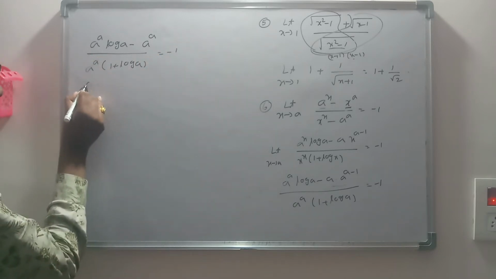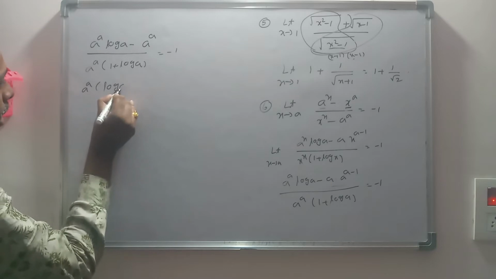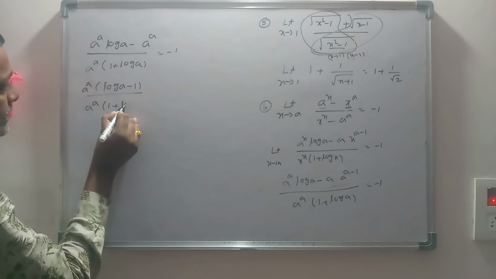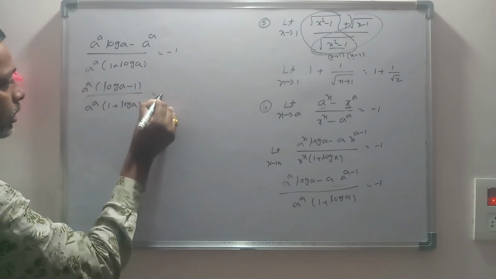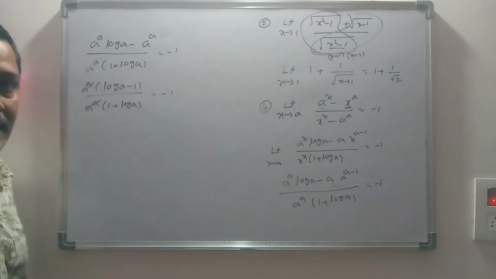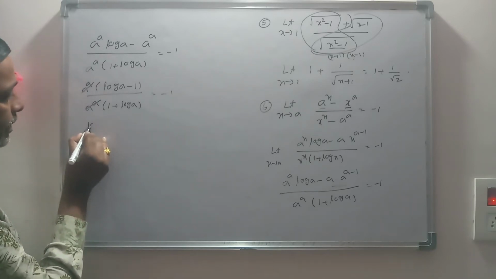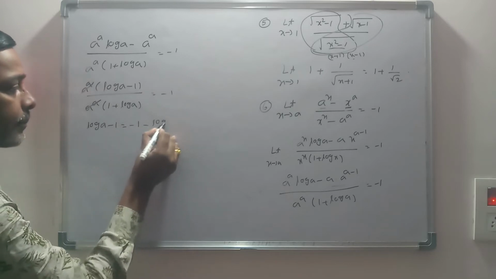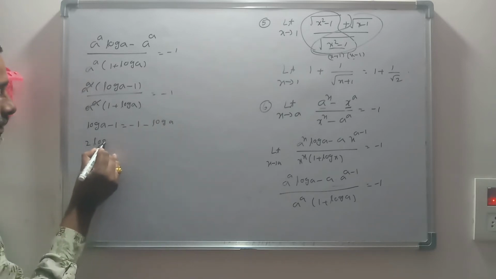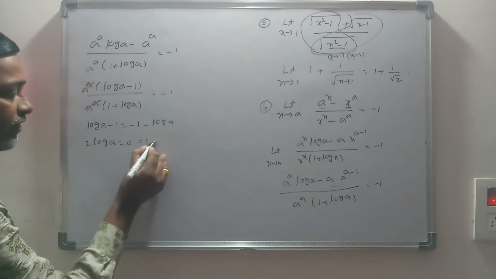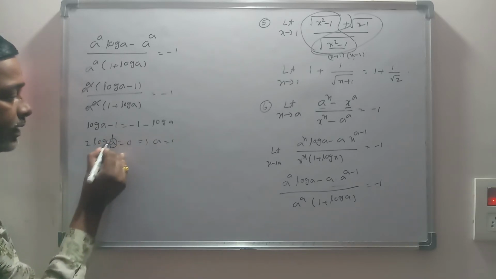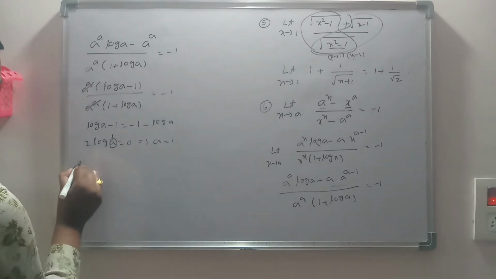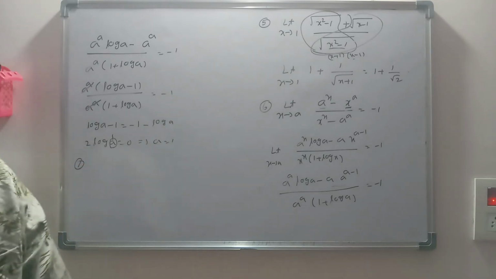In the numerator, a power a is common. What is the remaining term? Log a minus 1. Denominator a power a into 1 plus log a is equal to minus 1. A power a gets cancelled. Cross multiplication: log a minus 1 equals minus 1 minus log a. 2 log a is equal to 0. What is the value of a? Log 1 is equal to 0, so a is equal to 1. Seventh problem.